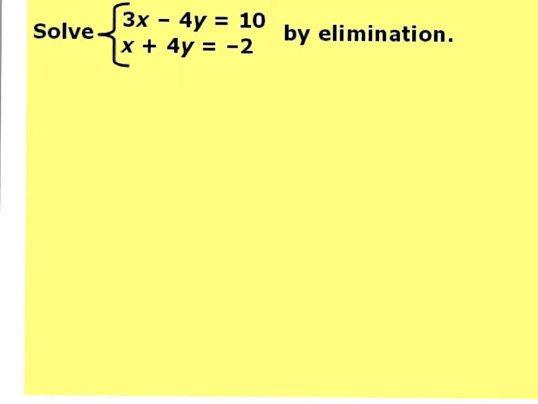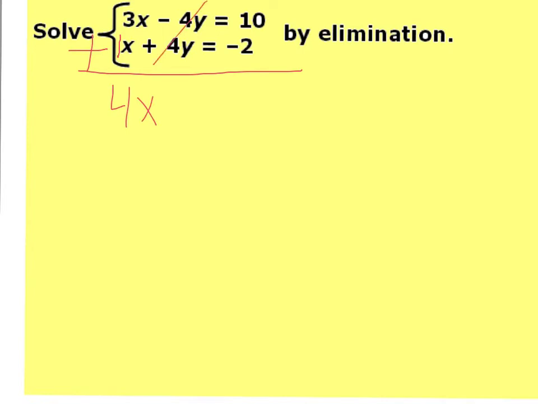Another system of equations that we're going to solve with elimination. So again, make sure your x's are underneath your x's and your y's are under your y's and your constants are under your constants. And then see if you are ready to go. And I am ready to go because negative 4y plus 4y is going to be 0. So we always add. We always add. So 3x plus 1x is 4x.